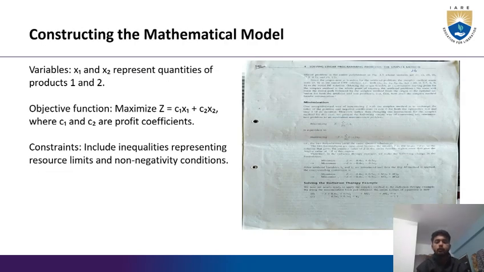Constructing the mathematical model. Variables x1 and x2 represent quantities of products 1 and 2. Objective function: maximize z equals c1 x1 plus c2 x2, where c1 and c2 are profit coefficients. Constraints include inequalities representing resource limits and non-negativity conditions.